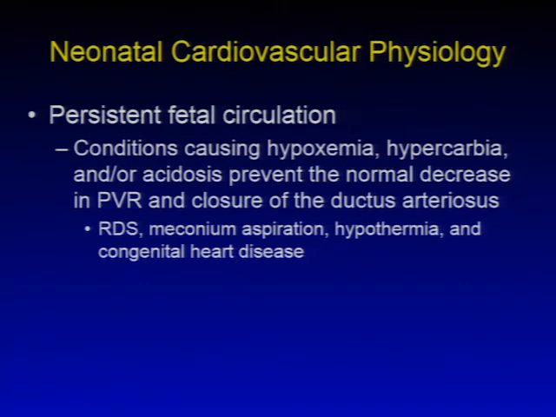The fetal circulation can persist, though, and conditions that cause this include hypoxemia, hypercarbia, and/or acidosis, which prevents the normal decrease in the pulmonary vascular resistance and closure of the ductus arteriosus. Causes of this are respiratory distress syndrome, meconium aspiration, hypothermia, and congenital heart disease.